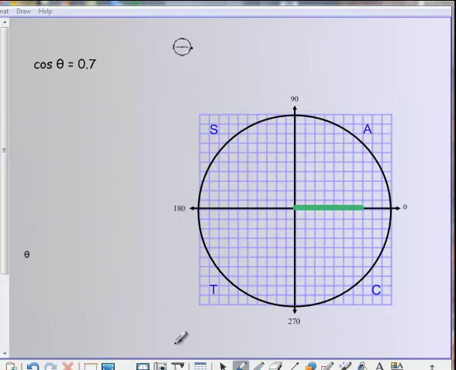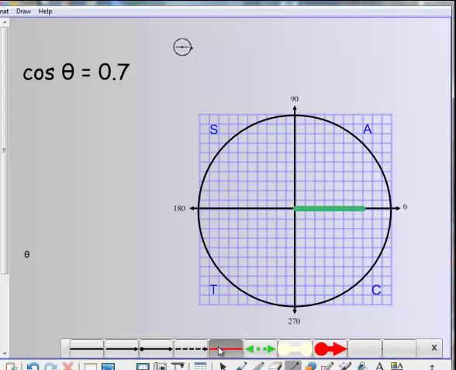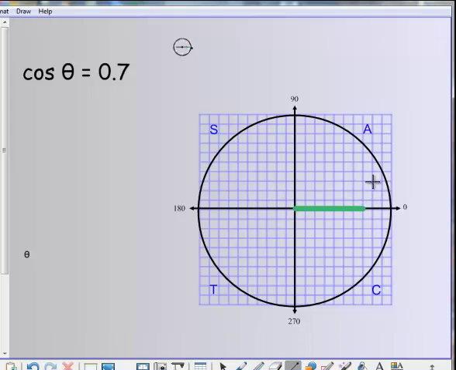Let's try another one. Let's say the cosine was 0.7. So that means I'm going to go out 0.7 in the positive direction. And since cosine is the x value, I moved my line here along the x. And I went 1, 2, 3, 4, 5, 6, 0.7. If I'm going to create two triangles based on that, I have one triangle that goes here, and then one that goes down. So these are my two triangles.